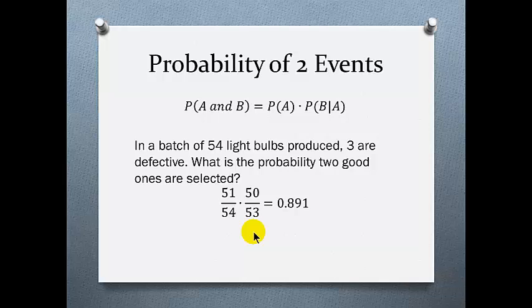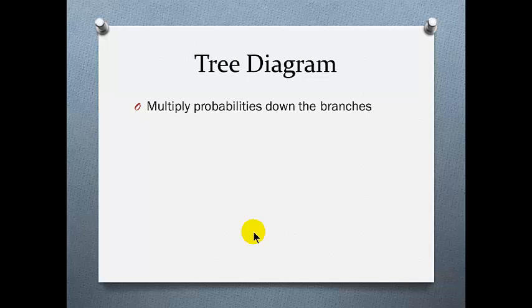Let's play with this example a little further. Let's make it a tree diagram. And one nice thing about tree diagrams is if we have our individual probabilities, we can multiply the probabilities down the branches to end up with the final probability. So first we split off. The first bulb could be good. There's 51 good ones out of 54. Or it could be bad. There are 3 bad ones out of 54.